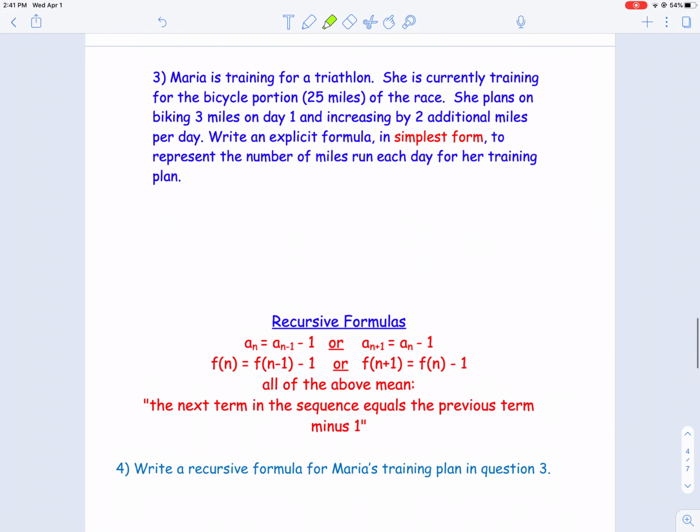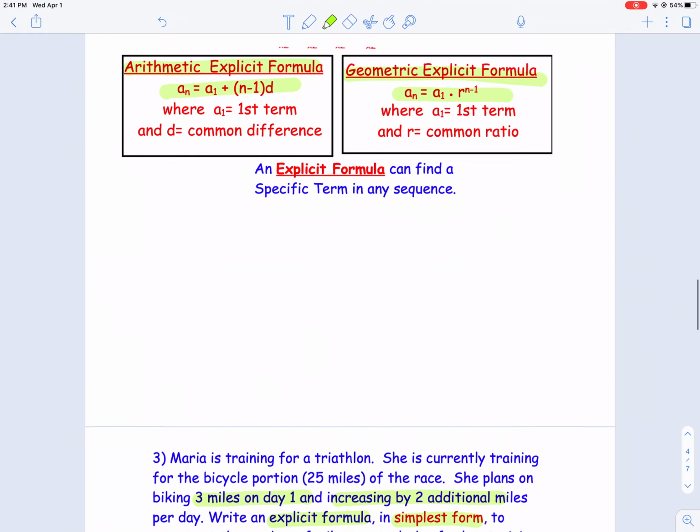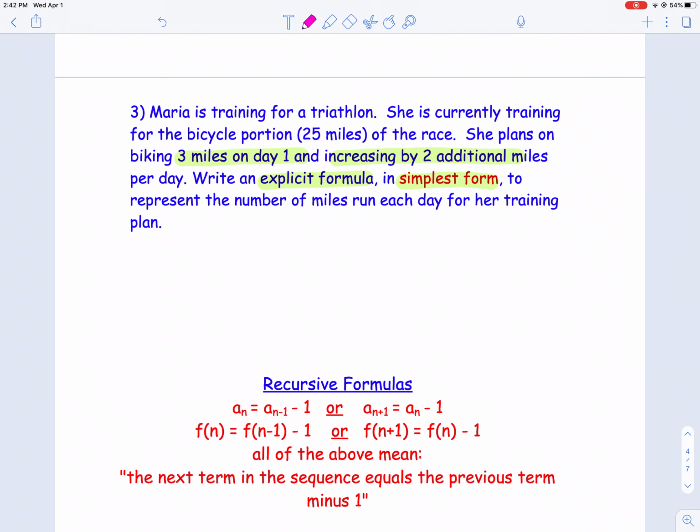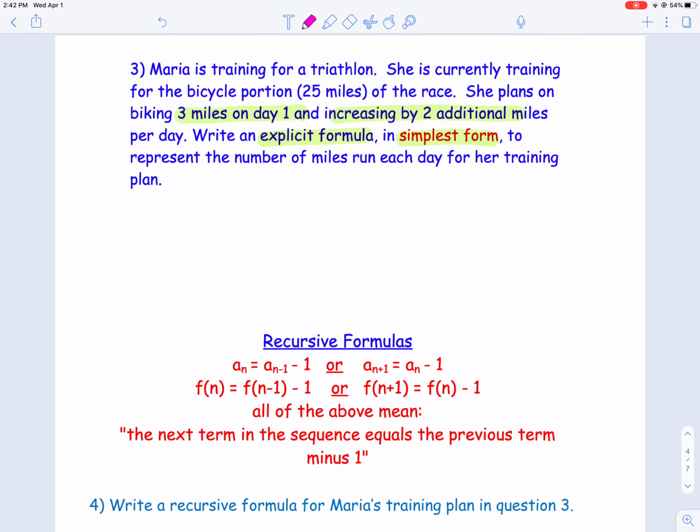So let's take a look at Maria. Maria's training for a triathlon. She is currently training for the bicycle portion, which is 25 miles of the race. She plans on biking, okay, so here's some info: 3 miles on day 1, and she's going to increase by 2 miles per day. They want the explicit formula in simplest form. Your explicit formula is what we just talked about. These are your explicit formulas. So would this be arithmetic or geometric if it's increasing 2 miles each day? Well, hopefully you all realize if it's adding 2, this has to be arithmetic.